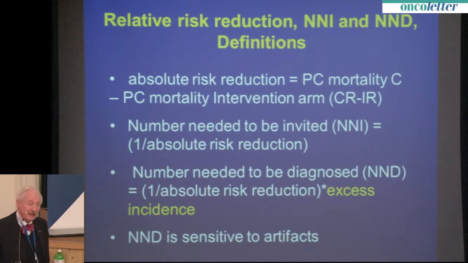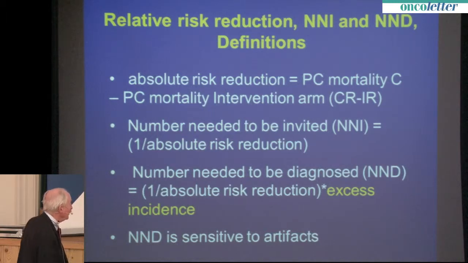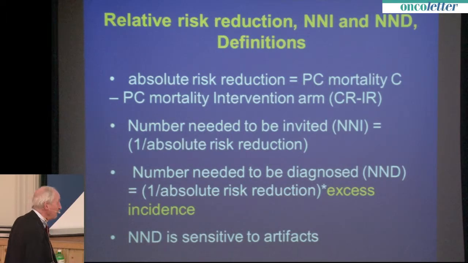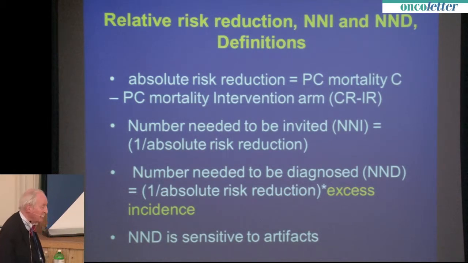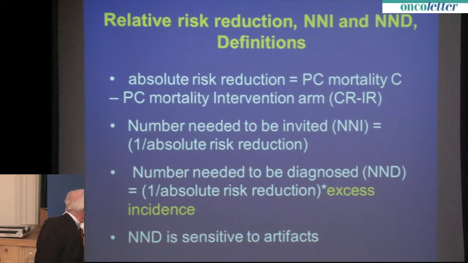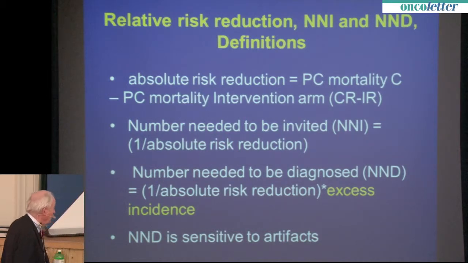We already discussed that the countries may have a different mortality, so that may create a difference between countries. But also, PSA contamination may have an effect. If we believe in a mortality reduction, a high contamination will have an impact on the absolute risk reduction. The number needed to invite is 1 divided by the absolute risk reduction. So again, the mistake we may make in calculating the absolute risk reduction is going to be carried into the NNI definition.